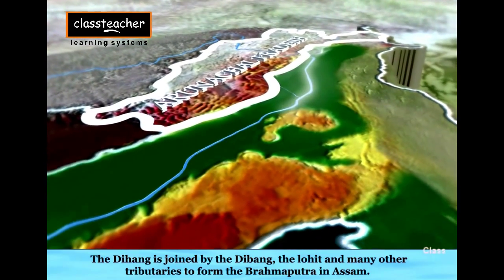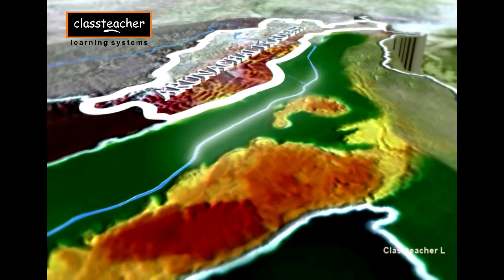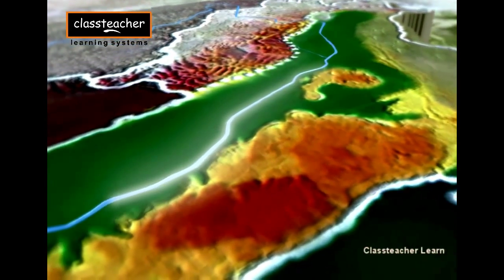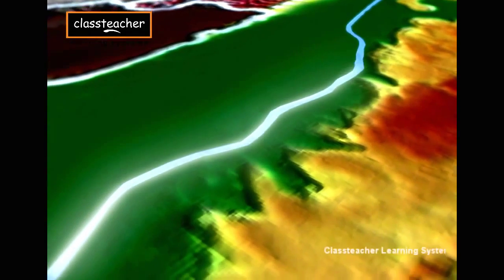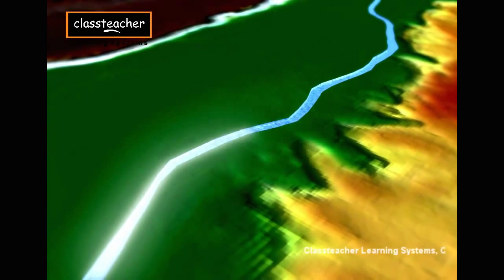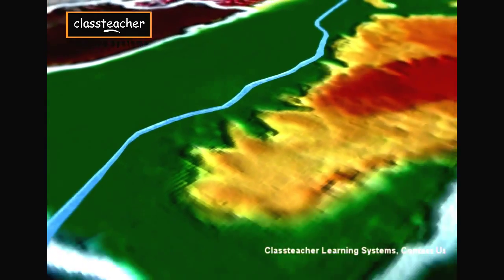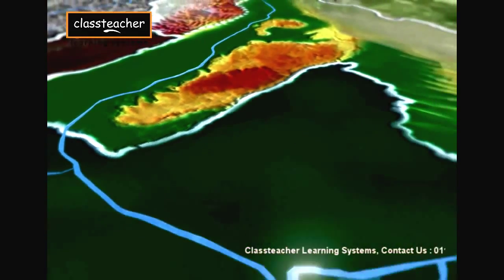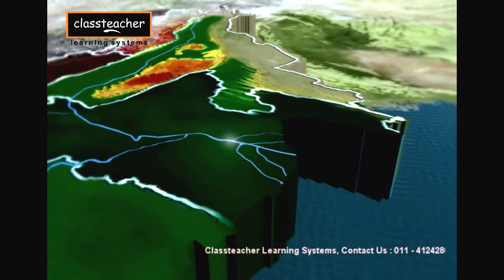In this region, the river is popularly called Dihang and is joined by rivers Dibang, Lohit and many other tributaries to form the Brahmaputra in Assam. In India, it passes through a region of high rainfall and carries a considerable amount of silt, then flows southwards. On the way in Assam, it makes Asia's largest river island, Majuli. At the downstream, it confluences with river Ganga and finally pours its waters into the Bay of Bengal.